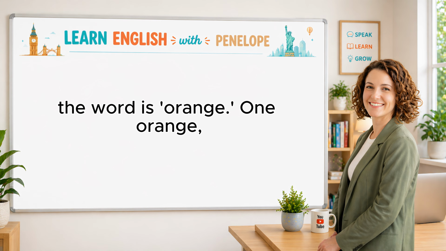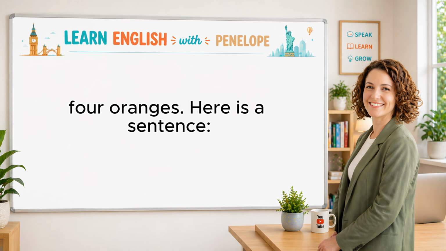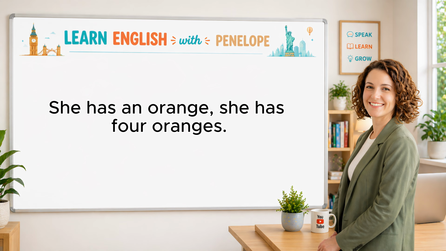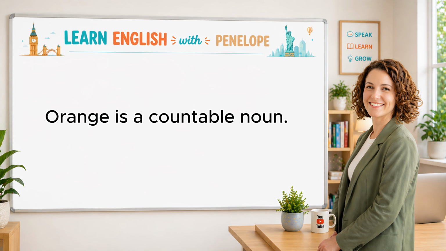Number 4. The word is orange. 1 orange. 4 oranges. Here is a sentence. She has an orange. She has 4 oranges. Orange is a countable noun.